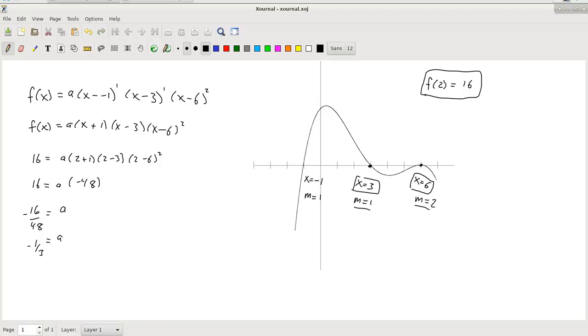Now that we have a, let's replace a in the original equation. This tells us that our final equation for this is f of x equals -1/3 times x plus 1 times x minus 3 times x minus 6 squared.